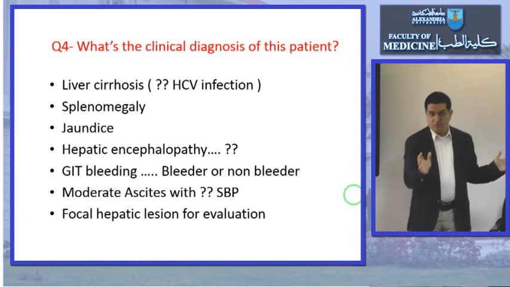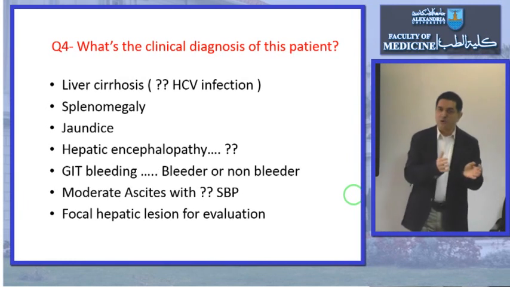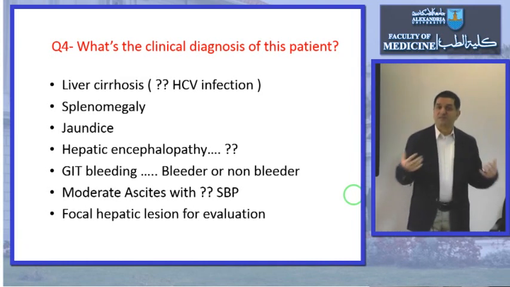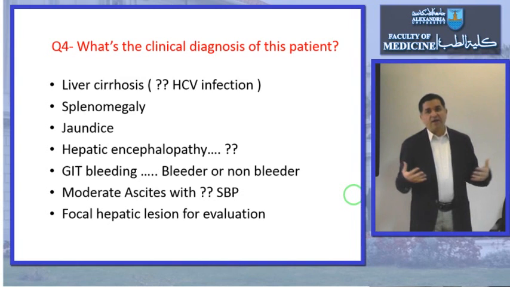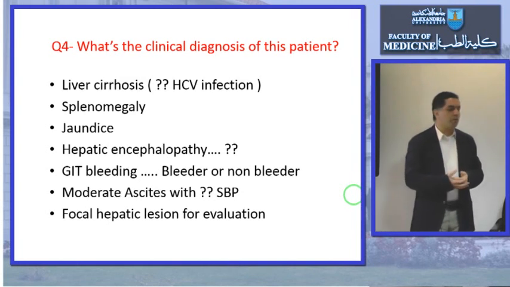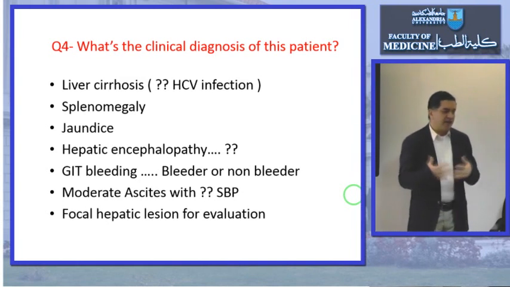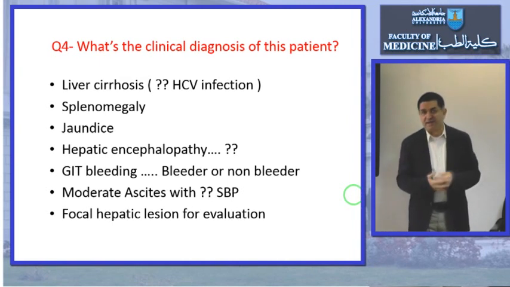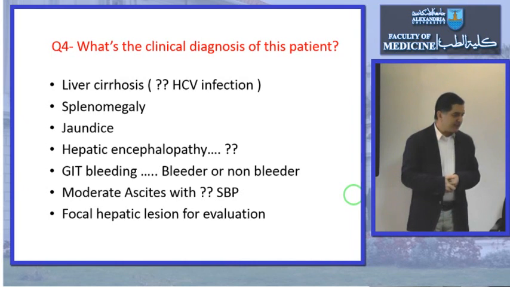Second, he has splenomegaly, and whether he has hypersplenism or not, it will be clear from the laboratory investigations of complete blood count. And if you are suspecting the presence of hypersplenism, you may need to do bone marrow examination to assess and to prove the diagnosis of hypersplenism. He has jaundice, and as I said, it is intrahepatic cholestasis.